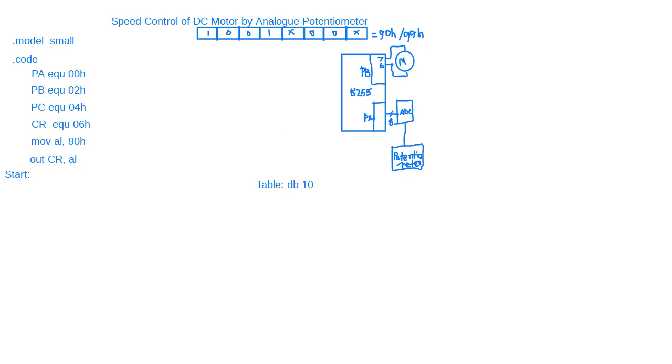9, 8, sorry, we need a comma, 7, 6, 5, 4, 3, 2, 1. So instead of 9 or 10 lines, we can write them in one line. Doesn't matter. Okay, so and end.